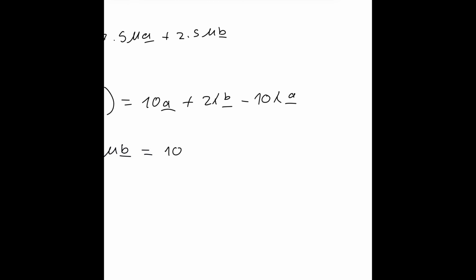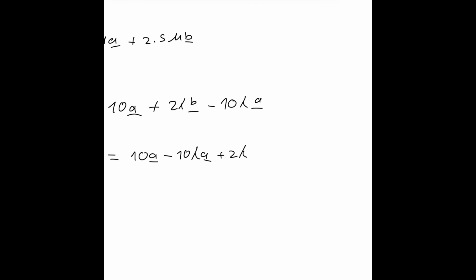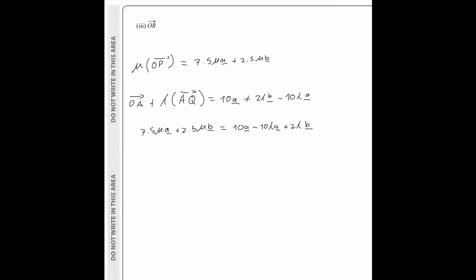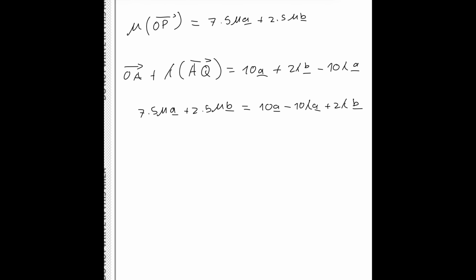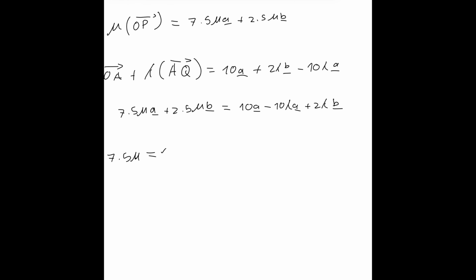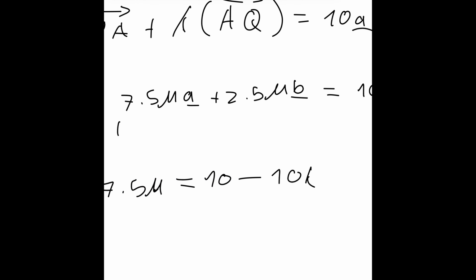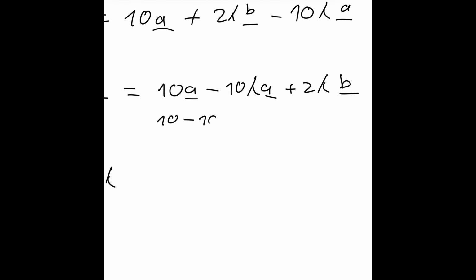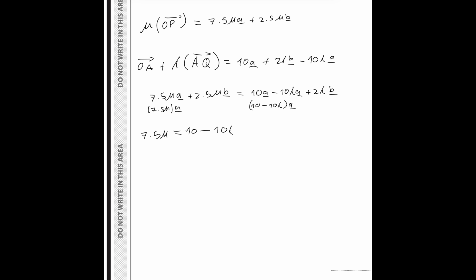Let's group the A terms actually. So now, when we get to this step, what we want to do is something called equating the coefficients. Because both sides are equal, the same amount of A's have to be on the left and right hand side. So this means that 7.5 lambda has to be equal to 10 minus 10 lambda, because this is 7.5 mu a, and this side is 10 minus 10 lambda a. So the coefficients have to be equal.